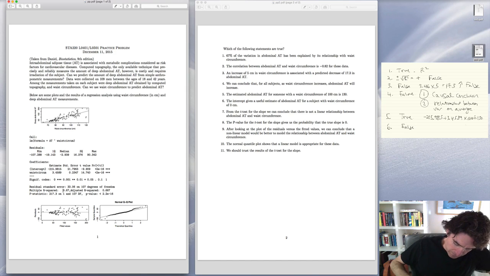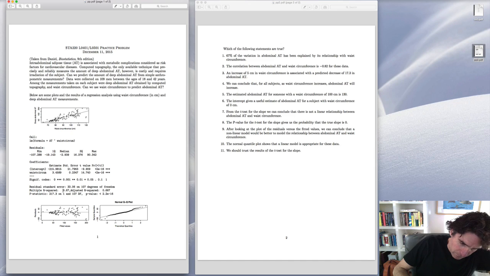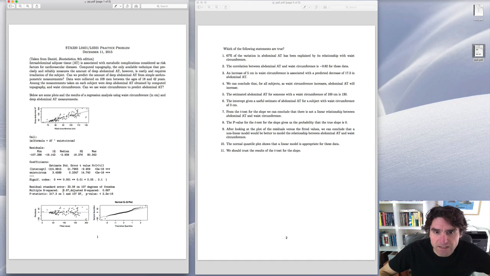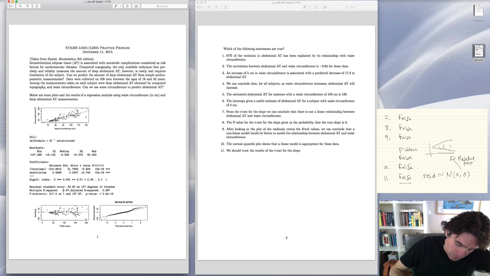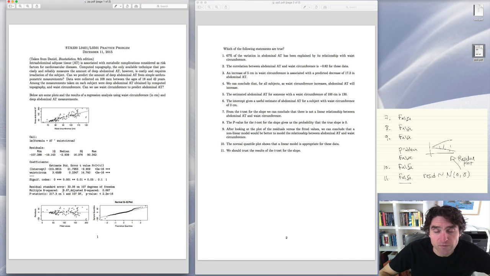The 7th one: from the t-test for the slope, we can conclude that there is not a linear relationship between abdominal AT and waist circumference. This is false. The p-value is very small. Number 8: the p-value for the t-test for the slope gives us the probability that the true slope is 0. Well, this is false. The p-value is not the probability that the null hypothesis is true.